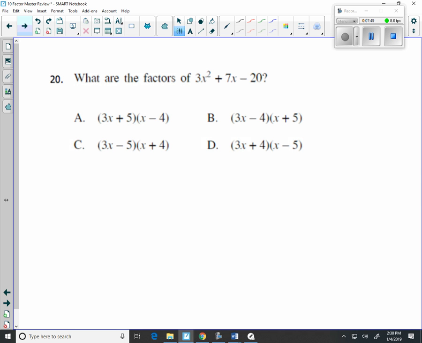Okay, last one. What are the factors of 3x squared plus 7x minus 20? So if this was an OST problem, I would tell you to do it in Desmos. So let's do it in Desmos. So what I'm going to do is I'm going to put in my original. I'm going to put in one option after the other and see which matches. You are welcome to factor this by hand as well, if you would like.